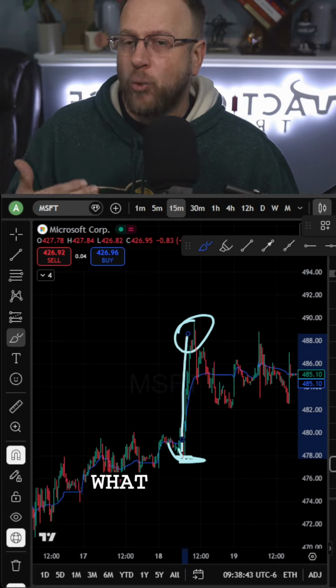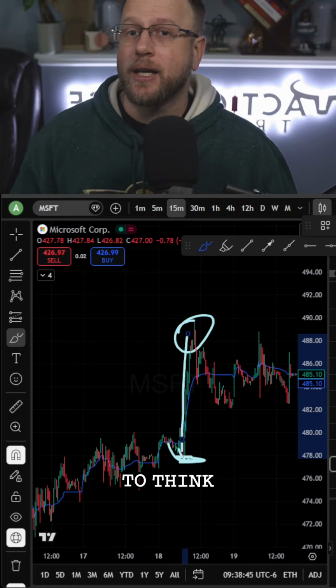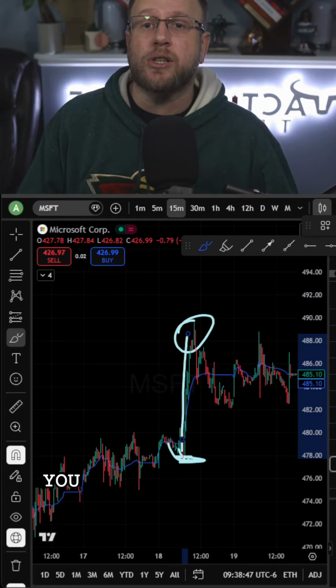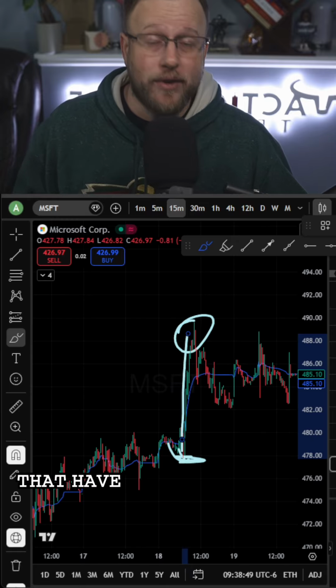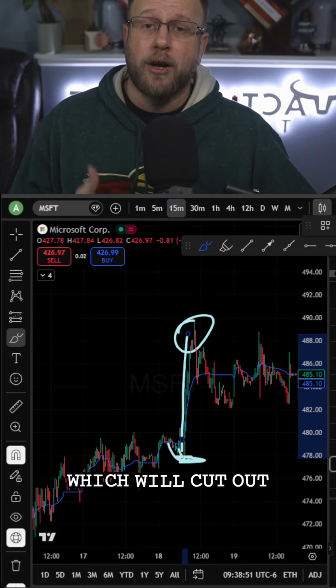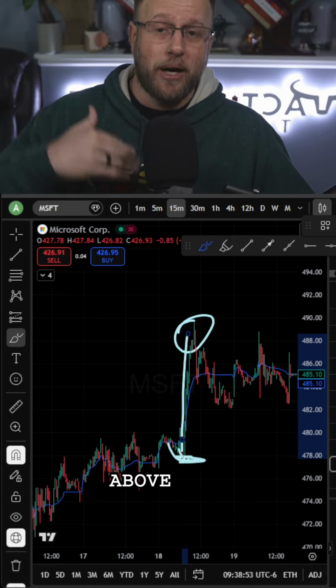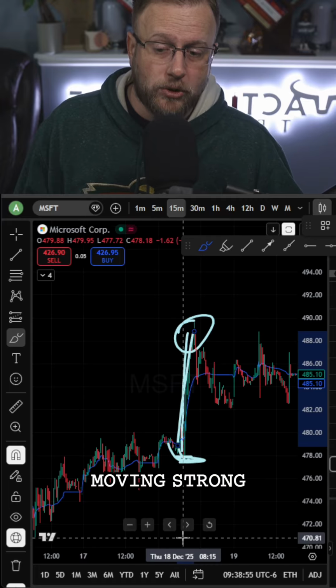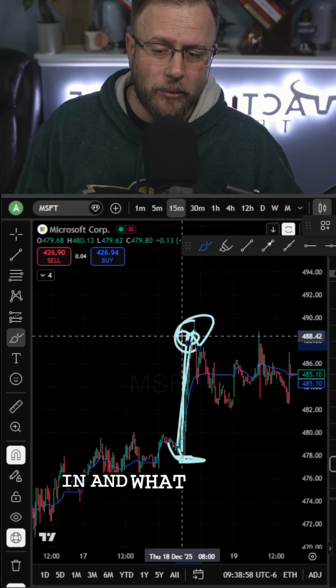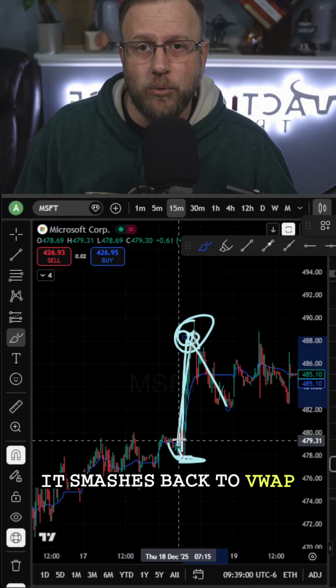VWAP isn't telling you what to trade. It's telling you how to think. And once you start using it that way, you stop chasing moves that have already happened, which will cut out bad trades. Above VWAP, moving strong, moves happen, but then retail piles in, and what happens? It smashes back to VWAP, wrecking everybody.